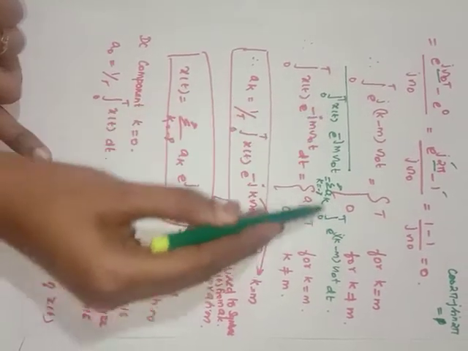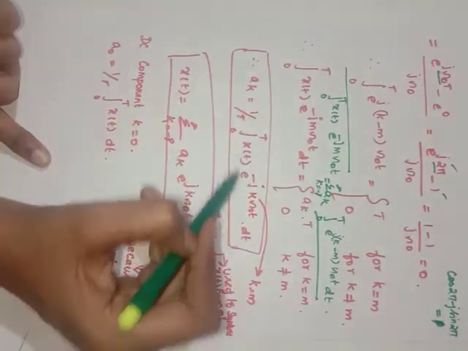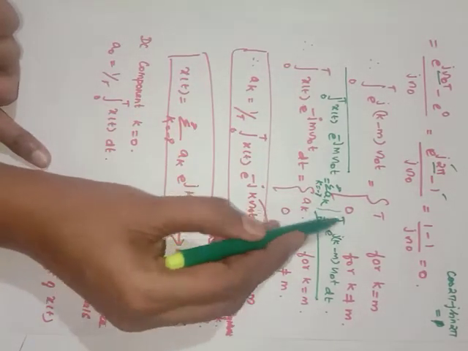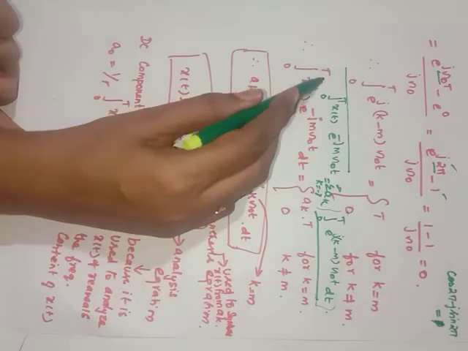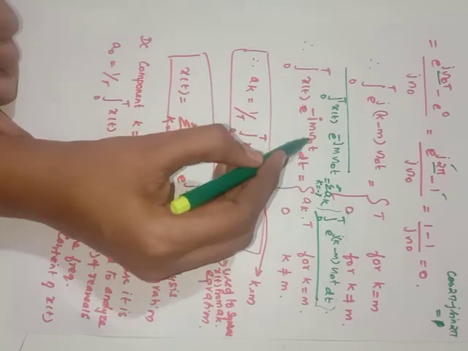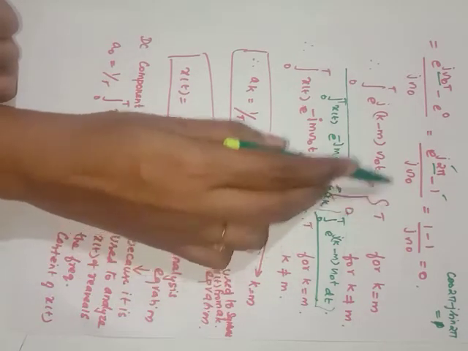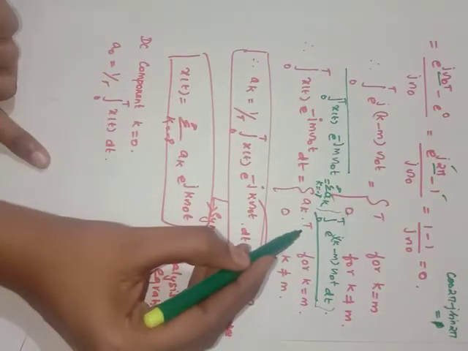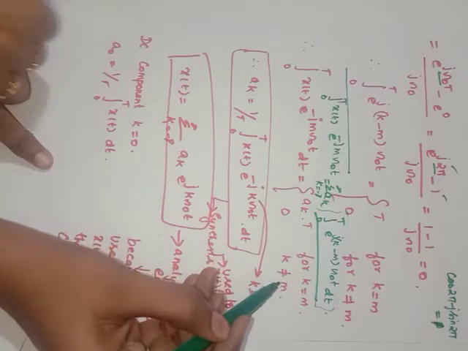So this is the thing we have found out. Now I am going to substitute the equivalent value at this place. Here I have written the same thing: integral 0 to T of x of t e power minus j m omega naught t dt is equal to ak. Here instead of this I am going to substitute this condition: T for k equal to m, 0 for k not equal to m.